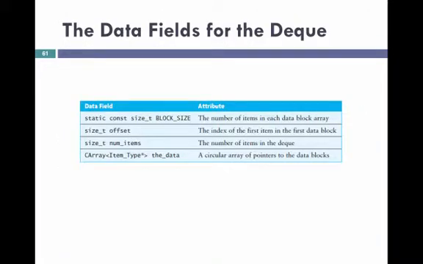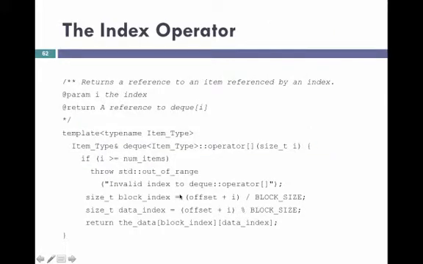Here are the data fields for a deque, and we keep track of a block size that indicates the number of items in each data block. And here's an implementation of our overloaded index operator. We'll check for an out-of-range error, and then we'll calculate the block index. This indicates which block the item occurs in, and then a data index is an offset within that block of where it occurs. And then accessing our item is a reference into a two-dimensional array. This first index is an index into the circular array that points to blocks, and then this is an index into a given block.